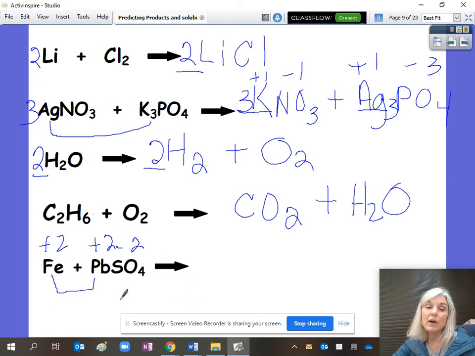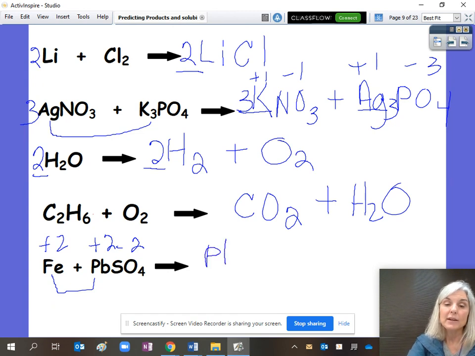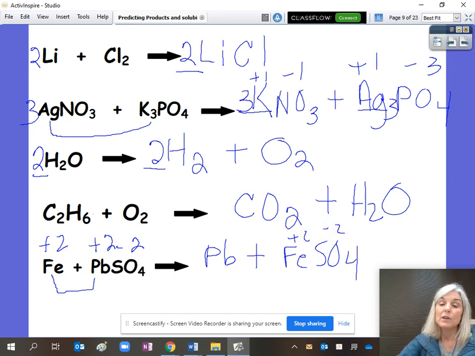All right, so now we're going to swap them. So now the Pb is going to be by itself, plus the Fe now is with the SO4, and again, +2 to -2, so that is the right formula. And again, make sure this is balanced, and in this case it is. So that's how you do your predicting, and you do have a worksheet to complete and give you some more practice.